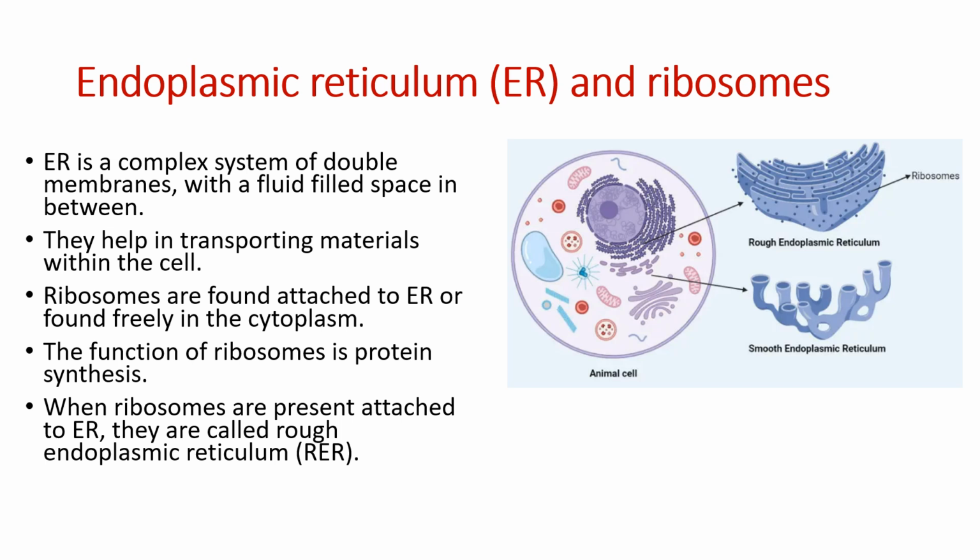Endoplasmic reticulum or ER is a complex system of double membranes with a fluid-filled space in between. They help in transporting materials within the cell. Ribosomes are small organelles without a membrane. They are not membrane-bound organelles. Ribosomes are found freely lying in the cytoplasm or sometimes attached to the endoplasmic reticulum. The function of ribosomes is protein synthesis. When ribosomes are attached to the ER, it is called rough endoplasmic reticulum or RER.